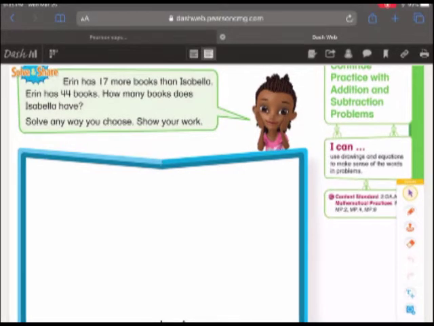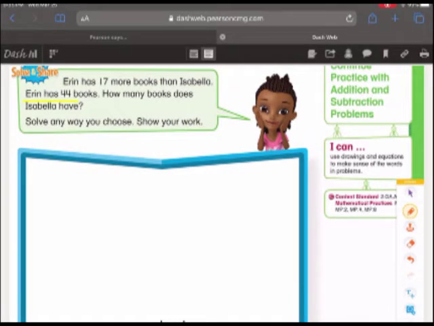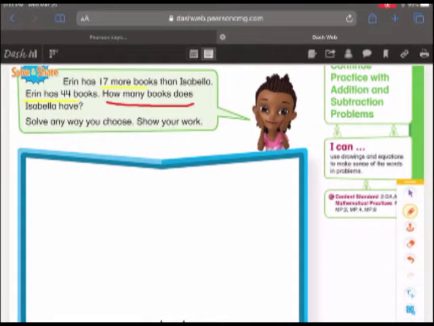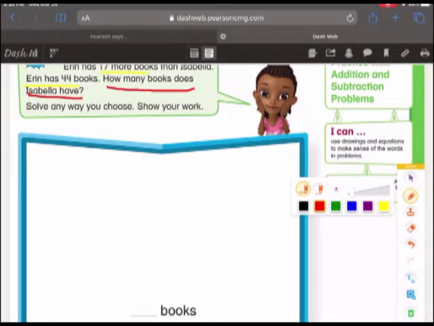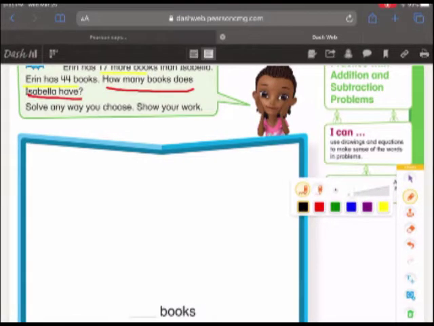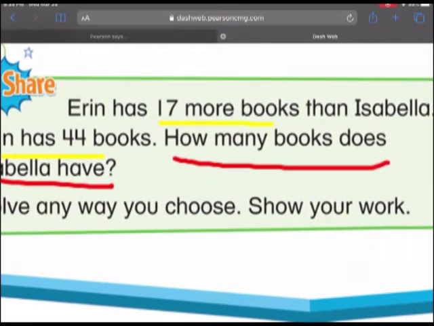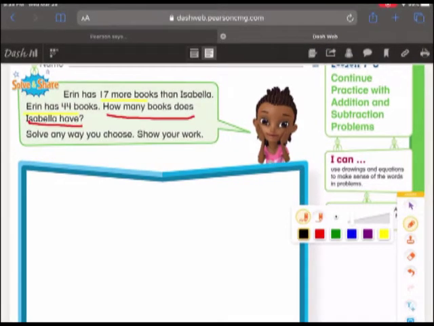Okay, let's think about what we know. We know that Aaron has 44 books, and we know that 44 is 17 more than what Isabella has. What we don't know is how many books Isabella has. Now, if I were to turn this into an equation, am I going to add or subtract? I'm going to subtract. Don't let the word more confuse you. That does not necessarily mean that we're going to add.